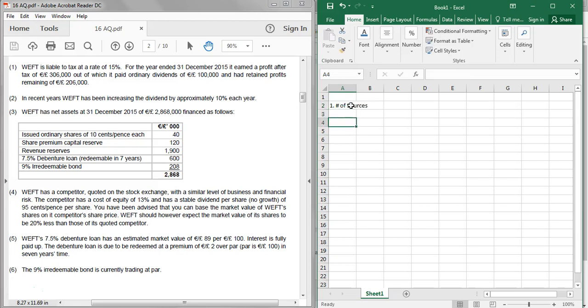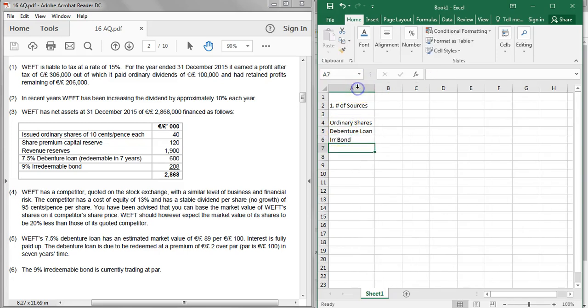So in this case, we have 3 sources of finance. We have ordinary shares, and remember, ordinary shares encompass share capital and revenue reserves. That's another word for retained earnings. All of those 3 are the same thing. They're owned by the shareholders. So the first one is ordinary shares. The second one we have is the debenture loan. And the third one is the irredeemable bond.